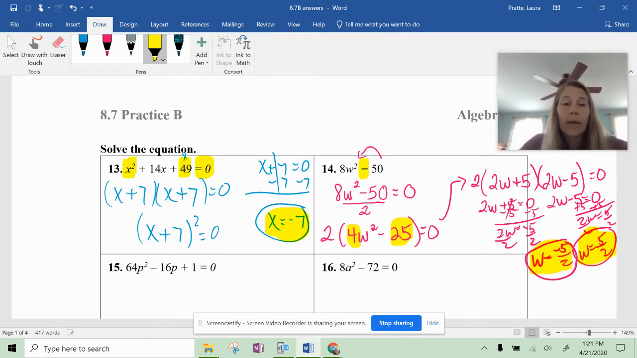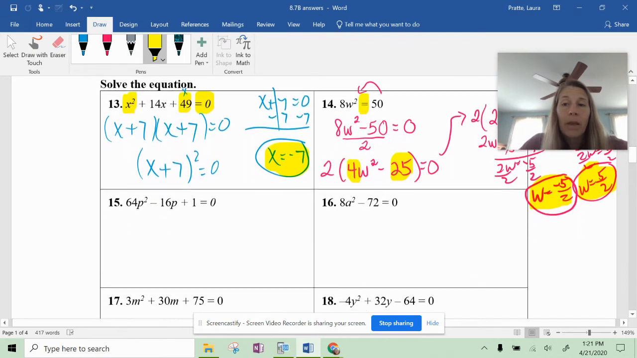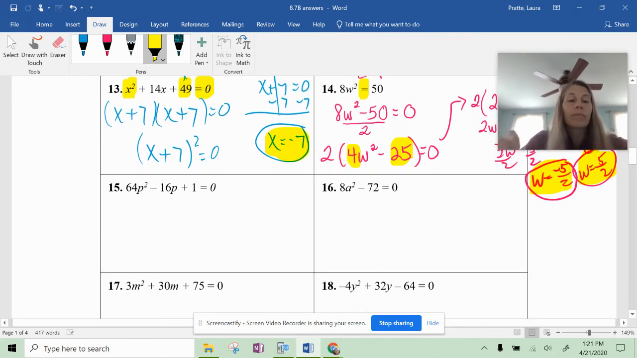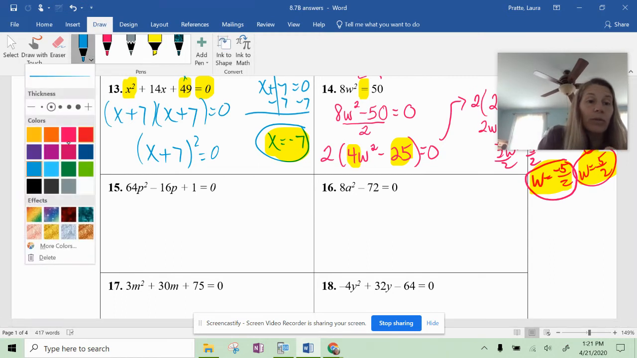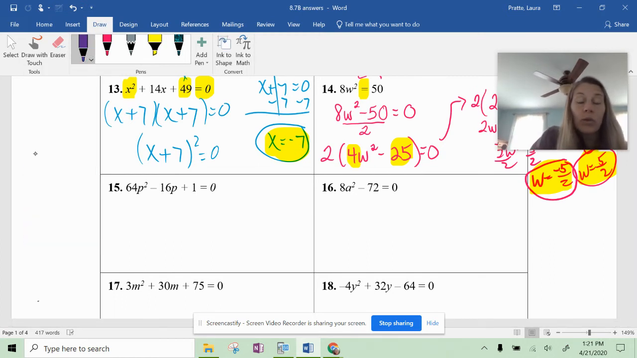Okay, so now when we go down to number 15, first of all, there's no GCF, so we can't take anything out there, so we don't have to worry about that. It already has equals 0, but I do notice that 64 and 1 are both perfect squares. So I can use my little shortcut here. I know the square root of 64 is 8, because 8 times 8 is 64. I know 1 times 1 is 1. So my shortcut here is just going to be 8p minus 1 squared equals 0.